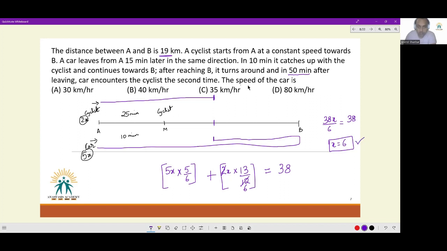If x is equal to 6, remember what do we need? We need the speed of the car. The speed of the car was 5x. The speed of the car will now be 30 km per hour. The speed of the cyclist will of course be 12 km per hour. But we were never looking for 12 km. We were never looking for the speed of the cyclist. We were looking only for the speed of the car. So it will be option A.